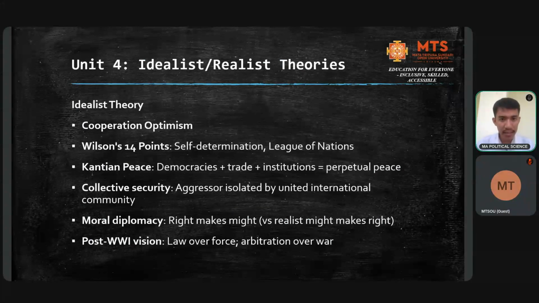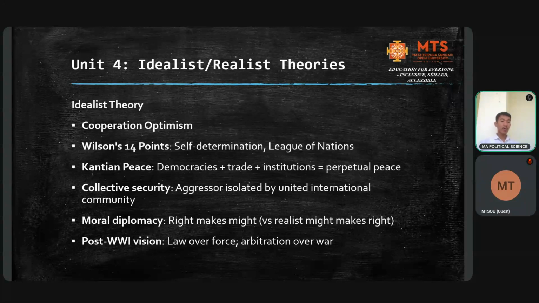In Unit 4, we are discussing idealist and realist theory. First, idealist: cooperation optimism, Wilson's 14 points, self-determination, League of Nations, Kantian peace, democracy plus trade plus institutions equals perpetual peace. Collective security, aggression checked by the United Nations community, moral diplomacy, right makes might, versus realist, might makes right. Post World War I vision: law over force, arbitration over war. Idealist theory tries to be more peaceful, so they created the League of Nations after World War I. After World War II, a new institution was created, the United Nations.